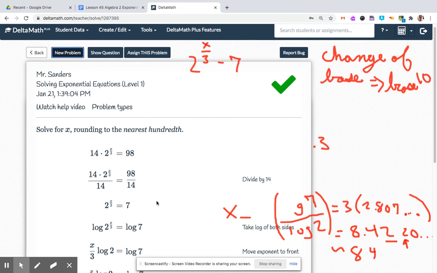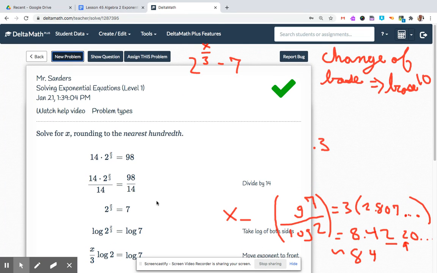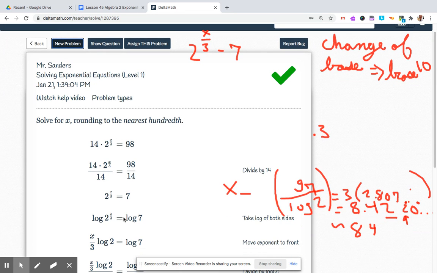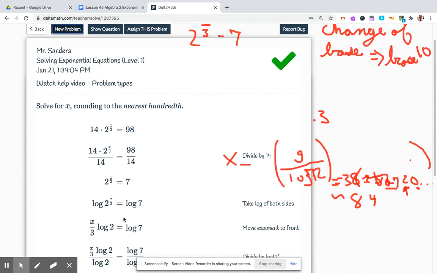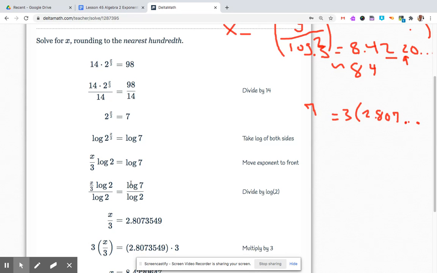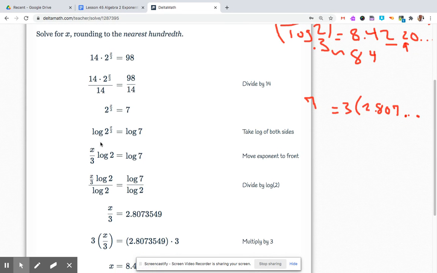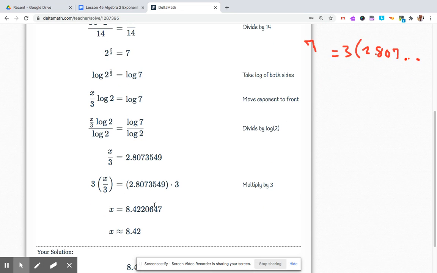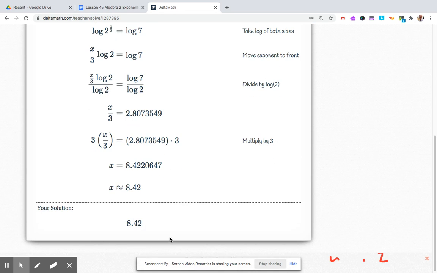Got it. What'd they do? So solve log. Oh, okay. They did log of both sides. That's a good trick. I'll use that next time. That's easier, so we don't have to use change of base. All right. That's how you got the log 10 involved. Notice log 10 also. Exponent moves out front, and then get the x by itself. All right, good. Notice they have exactly what I did. They should have an infinite decimal there, but that's fine. 8.42. Got it.